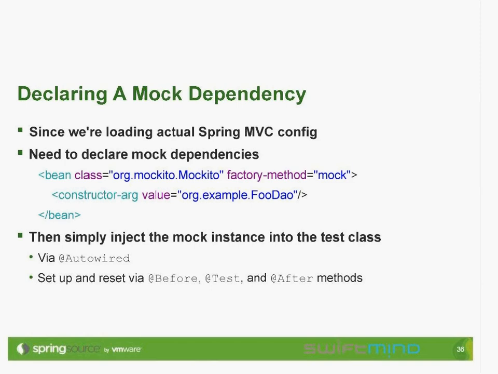And then the next step, which is necessary, is to inject one of these mock instances into the test class, and that you can do with the @Autowired annotation. And then in one of the JUnit methods, like @Before, @Test, or @After, basically you can set up or reset the expectations on that mock instance, and that's how you can work with this.